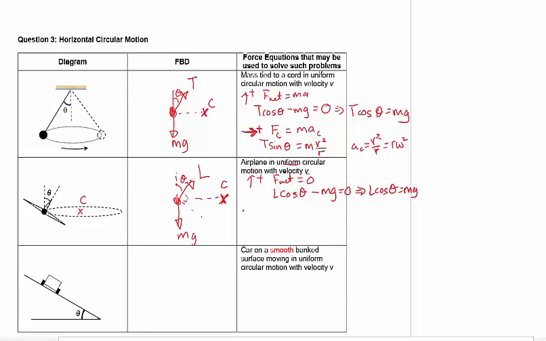And in the horizontal direction, we will put the direction towards center of circle as positive. So Fc equals to MAC, and therefore it is L sine theta equals to mv squared over r. Why do I use mv squared over r? Because v is given here.